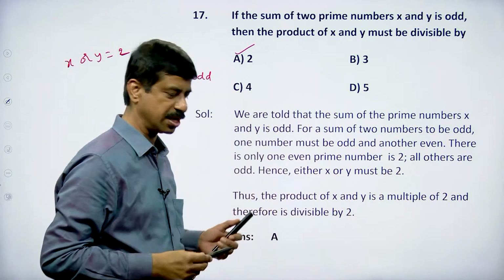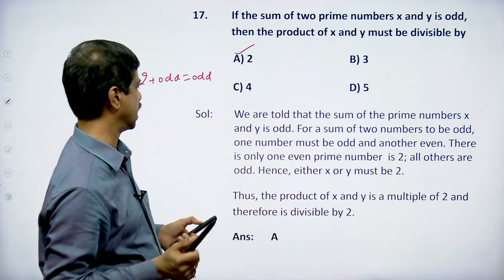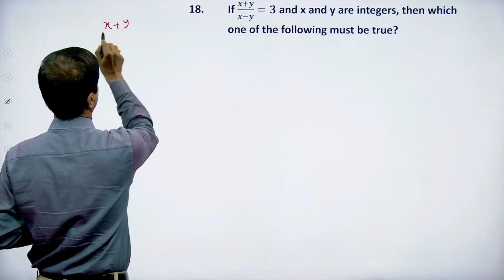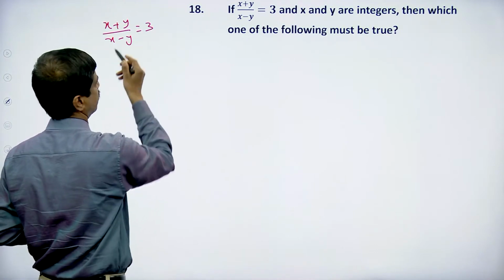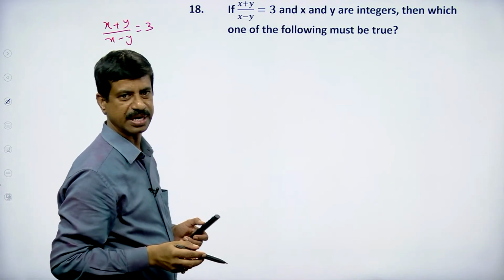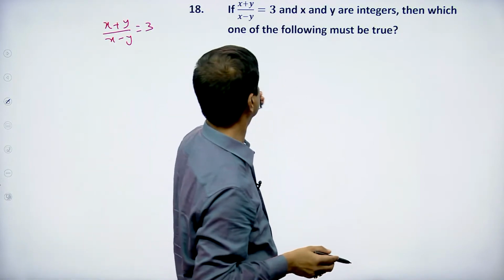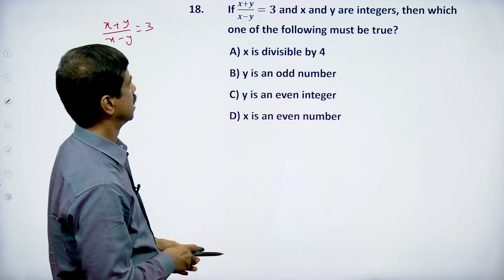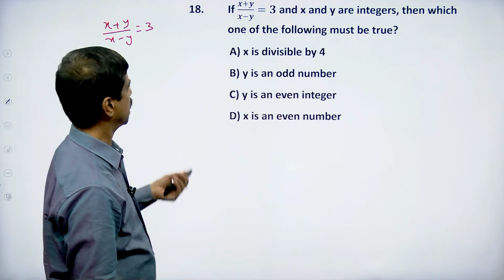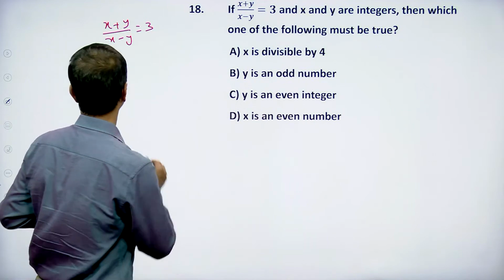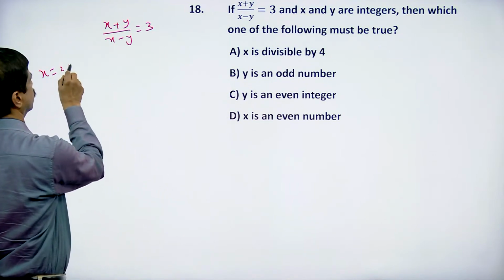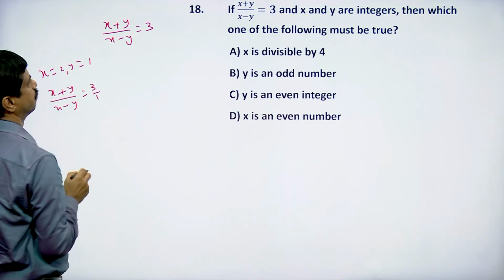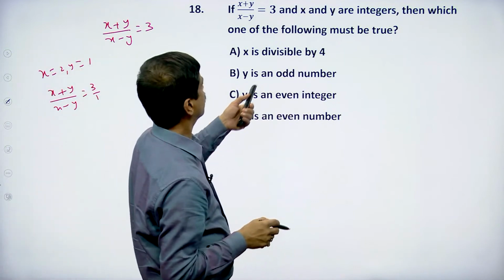Okay children, so I think everyone has followed this discussion. Let us move to the next question. Here he gave x plus y. I am not able to see that clearly on the screen, so I am rewriting this. x plus y by x minus y is 3 and x and y are integers, then which one of the following must be true? You can take x is 2, y is 1, suppose. So x plus y by x minus y is 3 by 1, so that is 3.